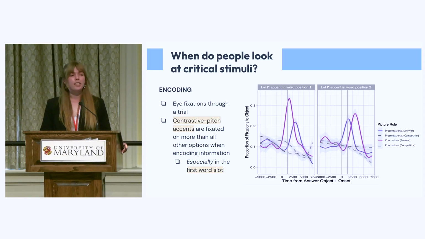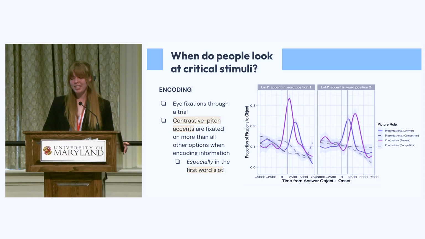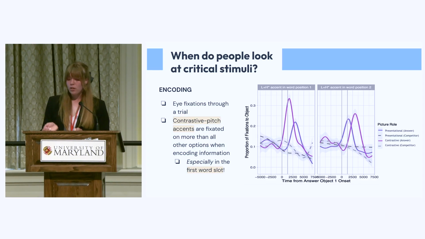We also assessed the points in time during which participants encoded critical stimuli using spaghetti plots. So eye fixations throughout a trial are represented on these graphs. A contrastive accent was present in word slot 1 on the leftmost graph, and then it was present in word slot 2 in the rightmost graph. And then the two vertical lines track the onset of word slot 1 and word slot 2 in each condition.